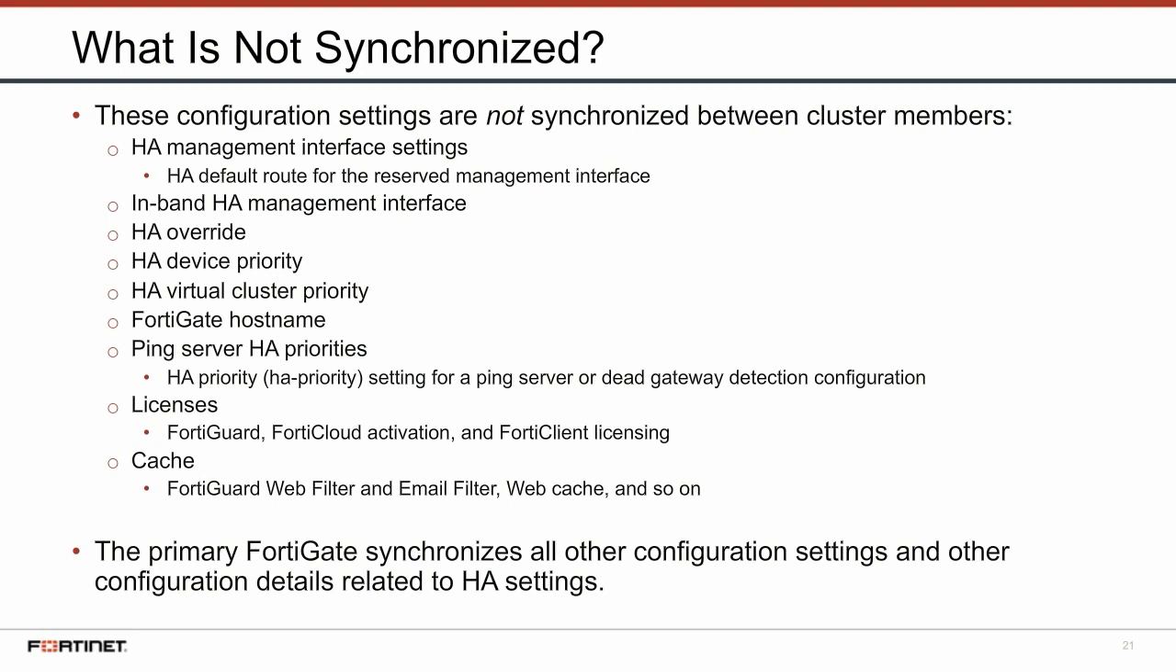Not all the configuration settings are synchronized. There are a few that are not, such as the system interface settings of the HA reserved management interface and the HA default route for the reserved management interface, in-band HA management interface, HA override, HA device priority, the virtual cluster priority, the FortiGate host name, the HA priority setting for a ping server or dead gateway detection configuration, licenses, caches. The primary FortiGate synchronizes all other configuration settings, including other configurations related to HA settings.